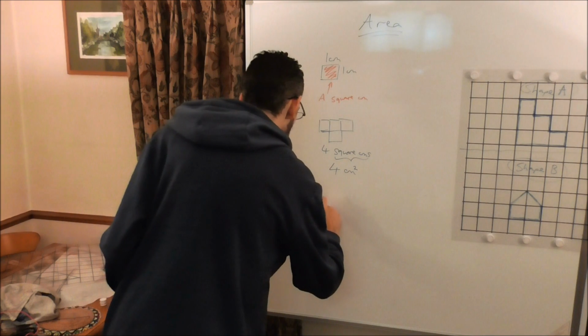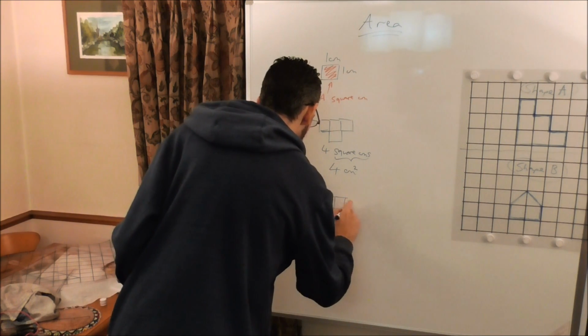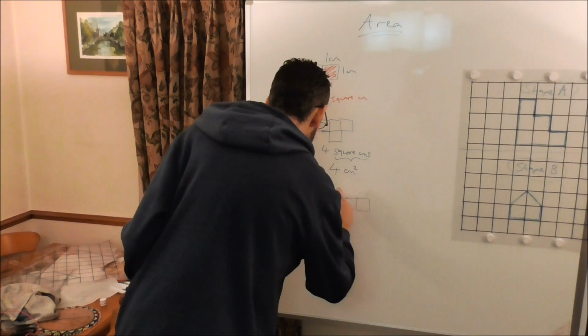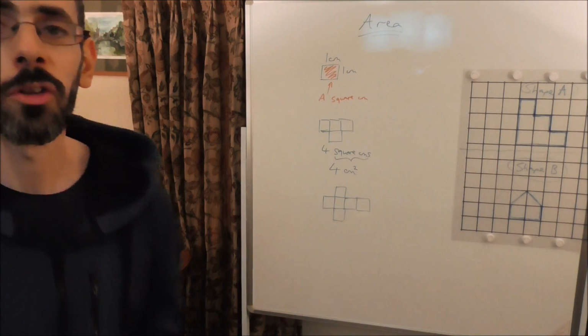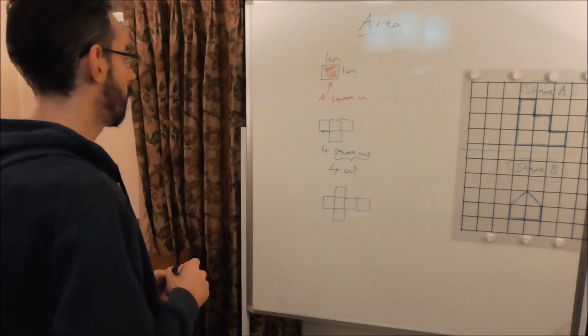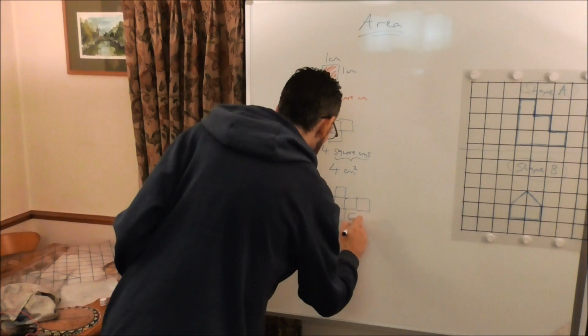Let's do another shape made out of square centimetres. So what would the area of this shape be? Well, again, you just count the squares. This time there are 6 of them, so the area is 6 square centimetres.